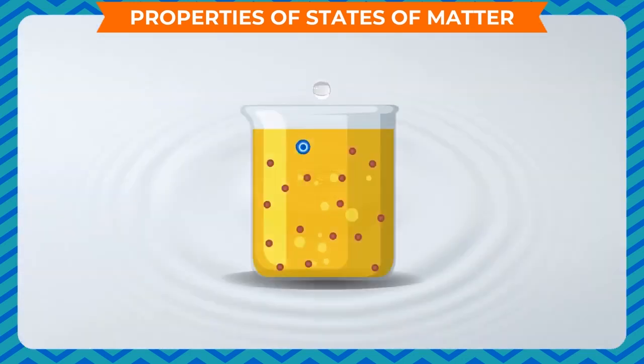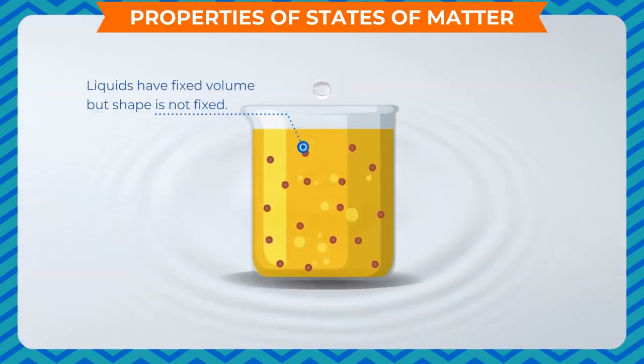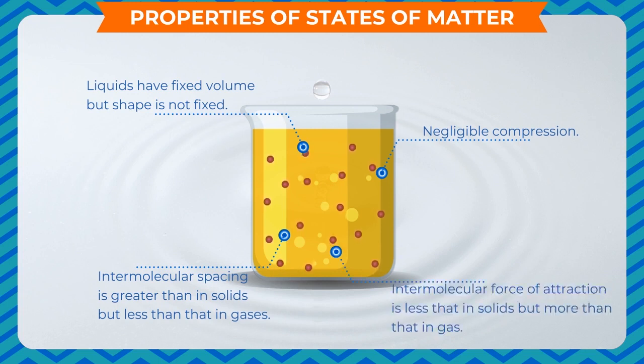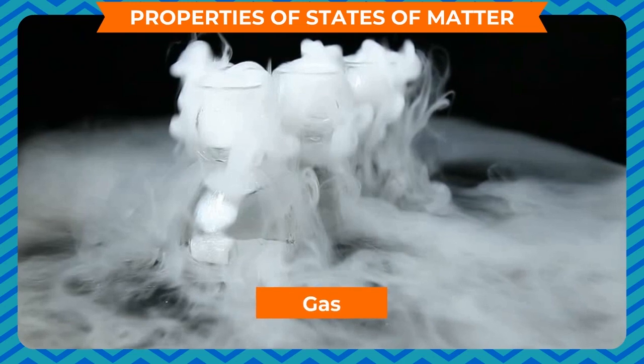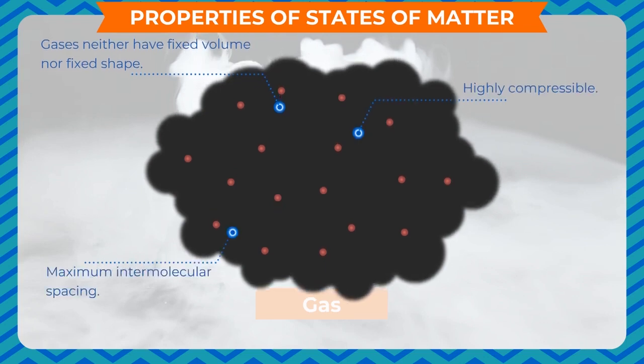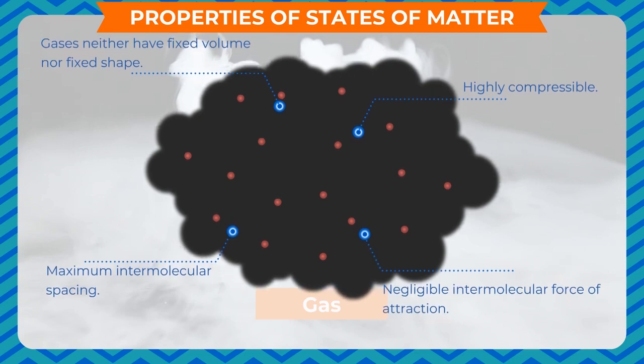Liquids. Liquids have fixed volume but shape is not fixed. Negligible compression. Intermolecular spacing is greater than in solids but less than that in gases. Intermolecular force of attraction is less than that in solids and more than that in gas. Gases. Gases neither have fixed volume nor fixed shape, highly compressible, maximum intermolecular spacing, negligible intermolecular force of attraction.